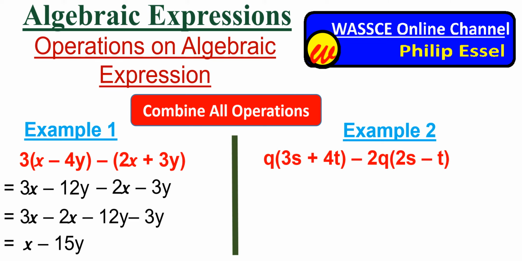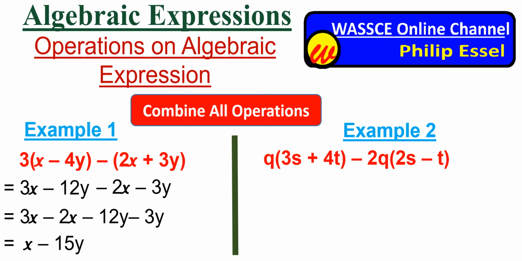Let's look at example 2. In example 2, we have been given q into bracket 3s plus 4t bracket closed minus 2q bracket 2s minus t bracket closed. Let's solve this.